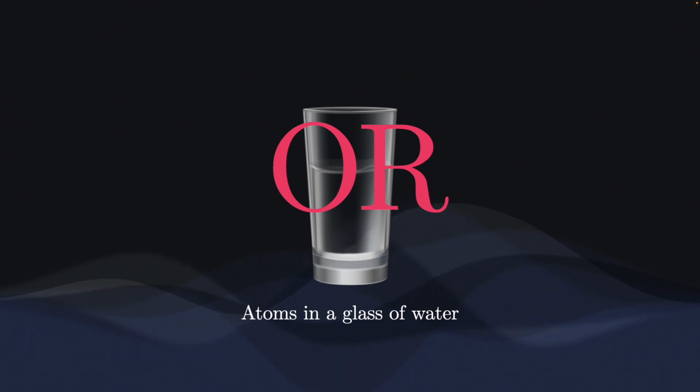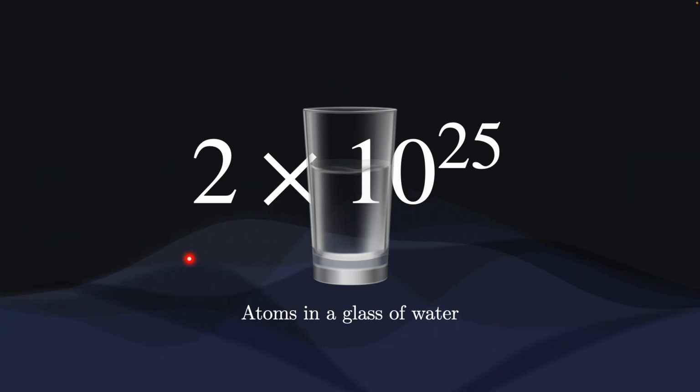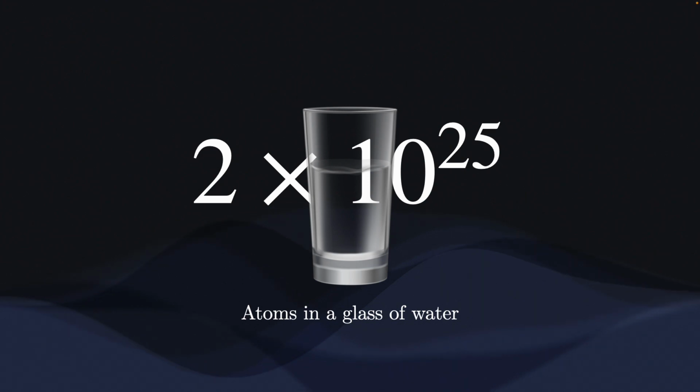So this huge number, 20 septillion, can also be written, instead of really long, as 2 times 10 to the power of 25, which is, as you can see, a lot shorter and a lot easier. So instead of saying there are 20 septillion atoms in a glass of water, which is 2 followed by 25 zeros, we can just say 2 times 10 to the power of 25 atoms in a glass of water, making our life a lot easier.